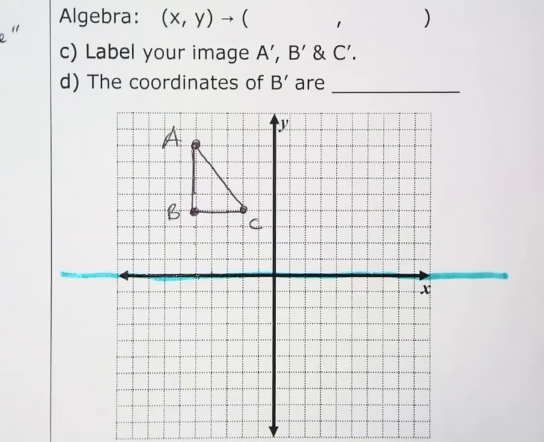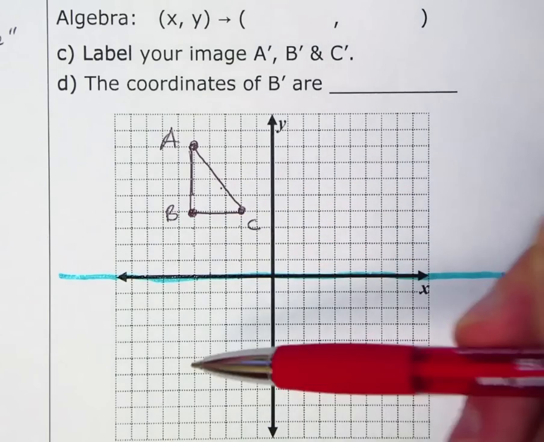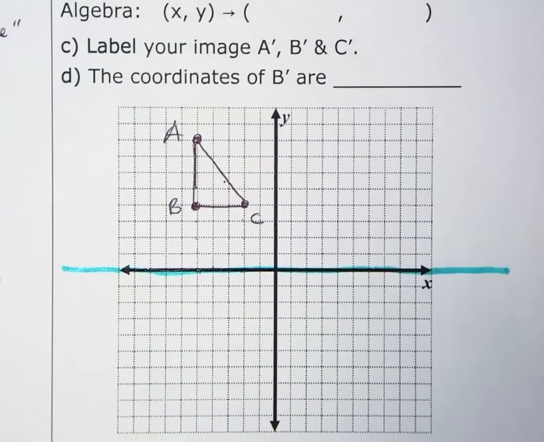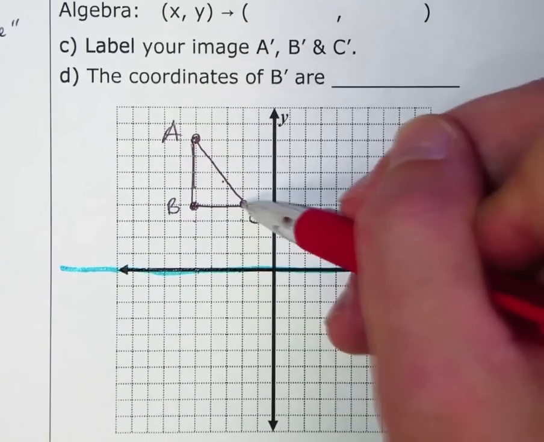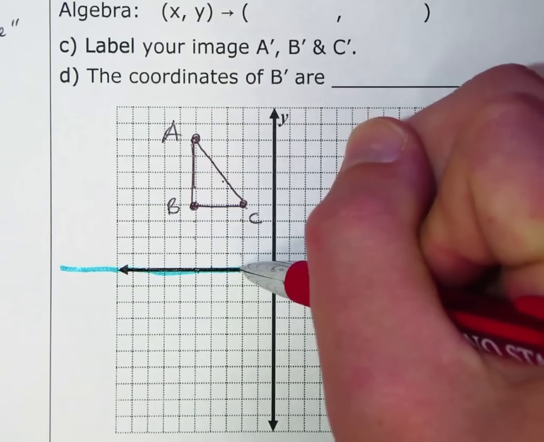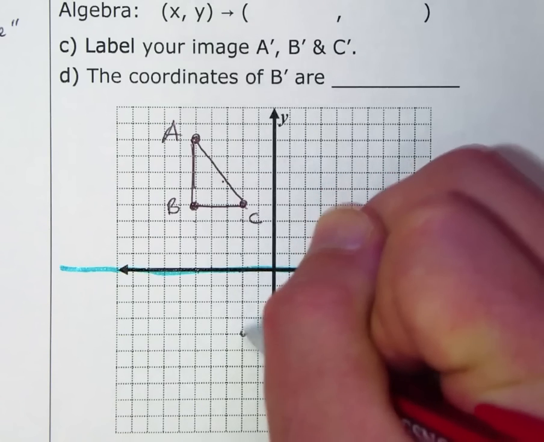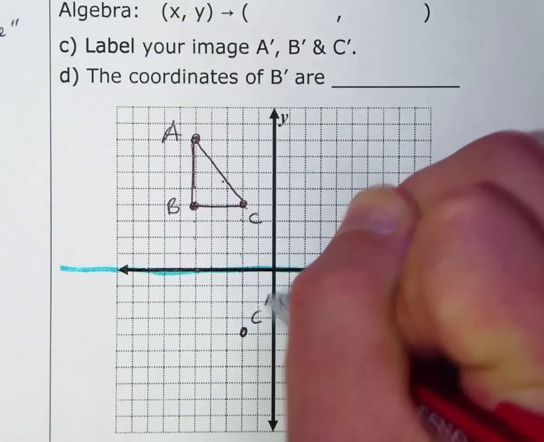So let's go ahead and do that. If you flipped this over here, this is how you end up doing it. Let's start with C. How far away is C from the x-axis? It's 1, 2, 3, 4 spaces. So start here and go 1, 2, 3, 4. That is going to be C prime.